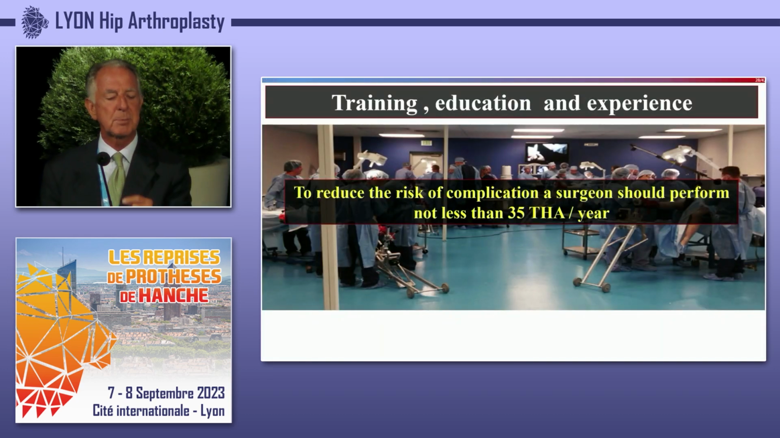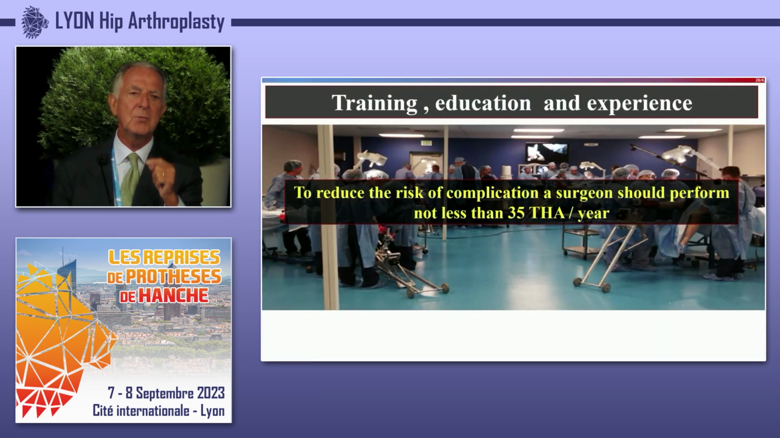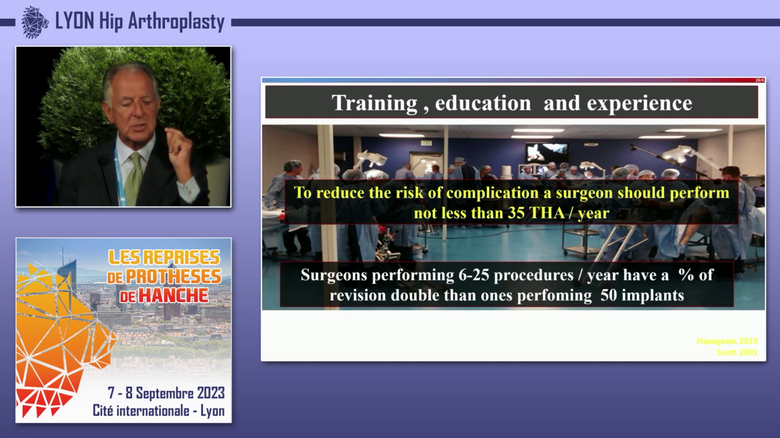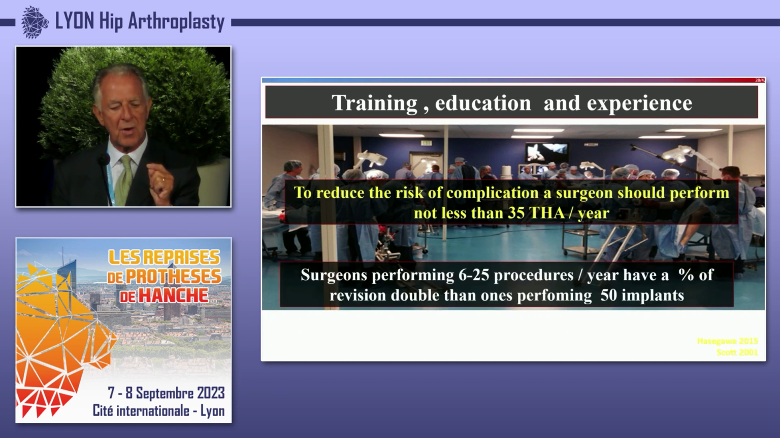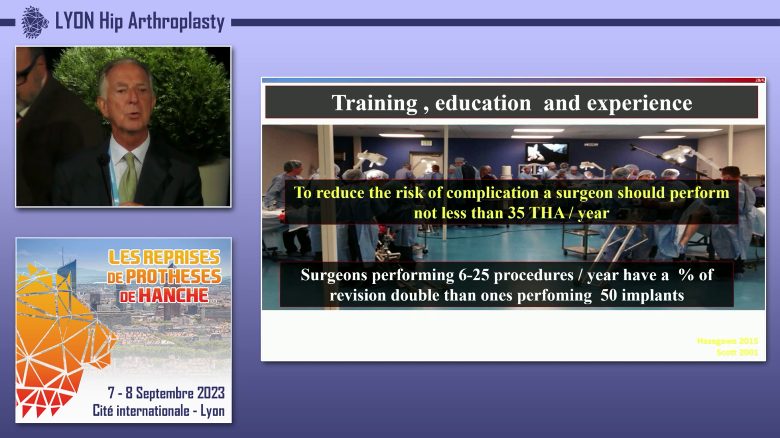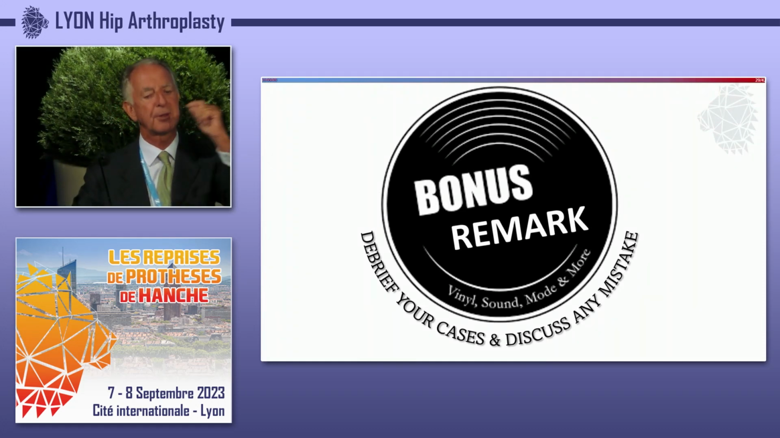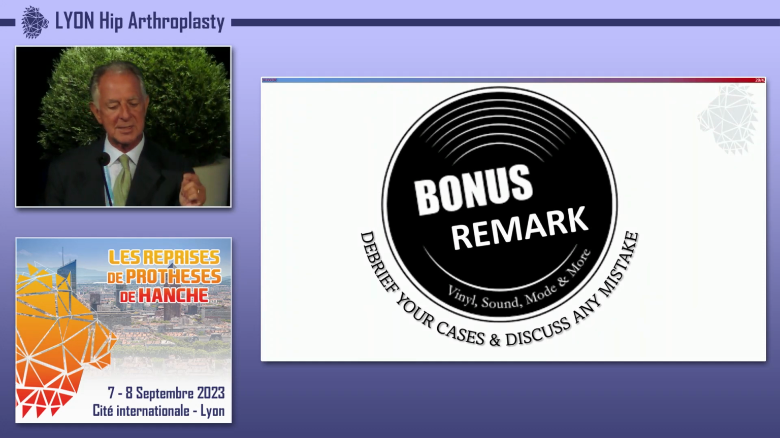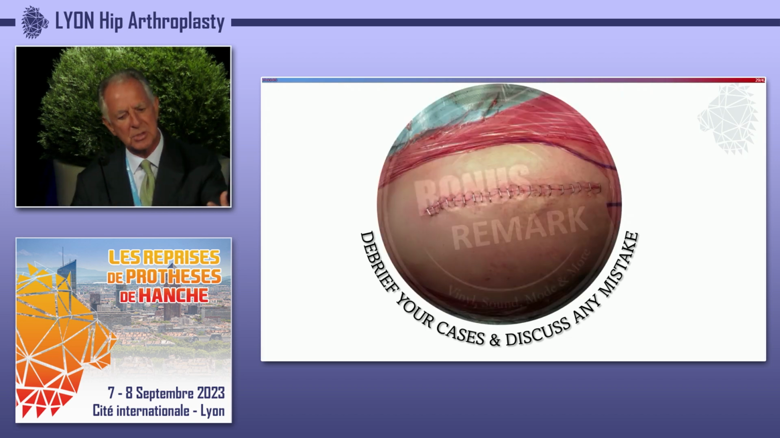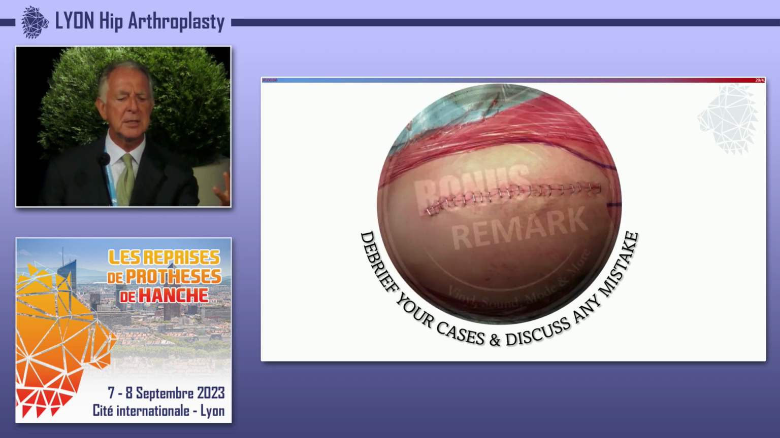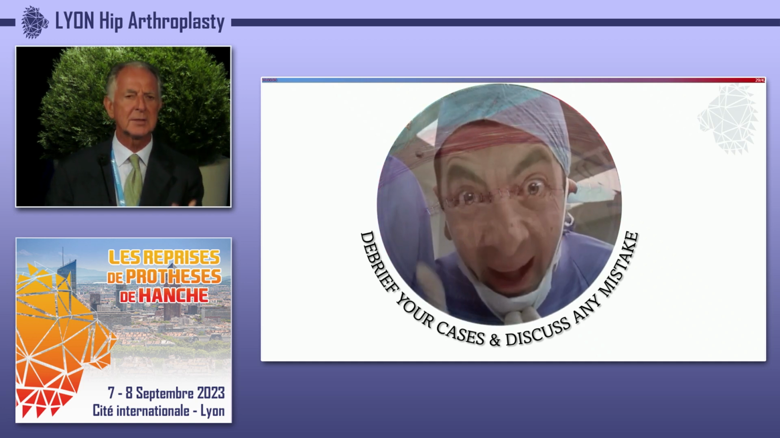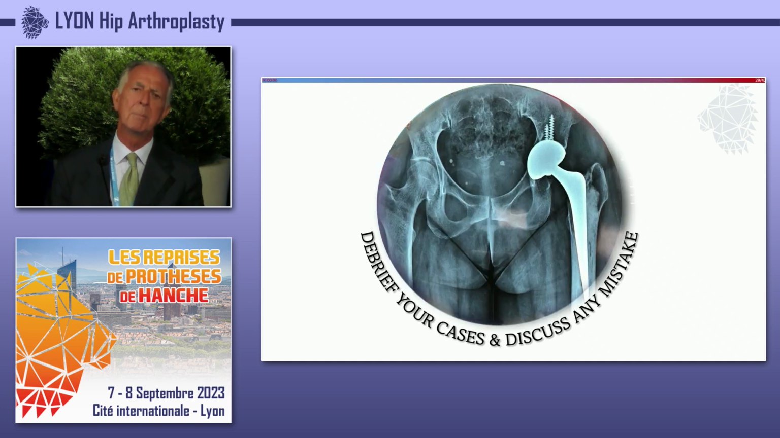Training, education, experience is very important to continue to improve your surgery. Remember that surgeons performing 6 to 25 procedures have a percentage of revisions double than one performing more than 50. I want to give you one last remark, which is a bonus out of the 10. Debrief your cases and discuss any mistake you find, because you might get at the end of your procedure satisfied and see that probably everything was going right. But look at X-rays, you might probably find out that your procedure was not that right very much.